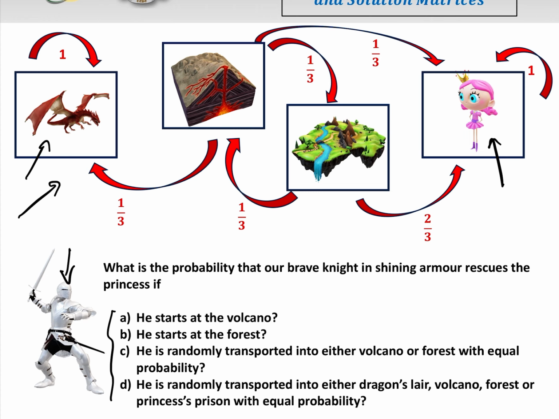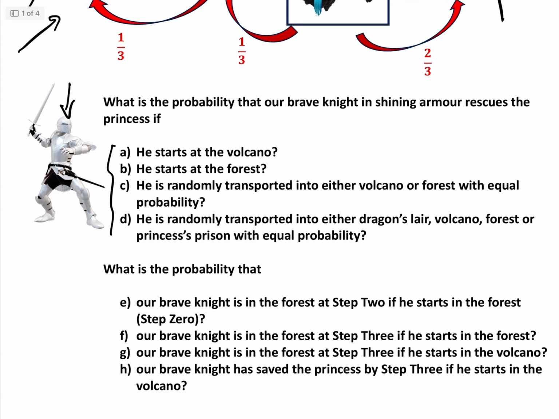We're going to do this again, but we're going to use state transition matrices now, which also allows us to answer other questions, for example E, F, G and H, which are much easier with transition state matrices.